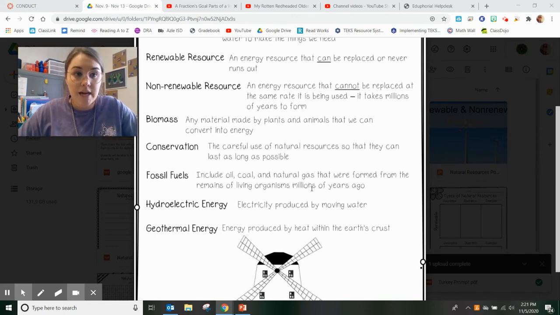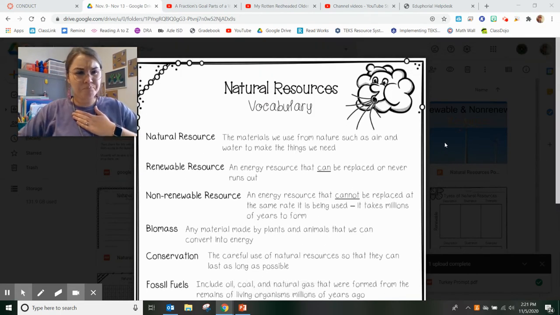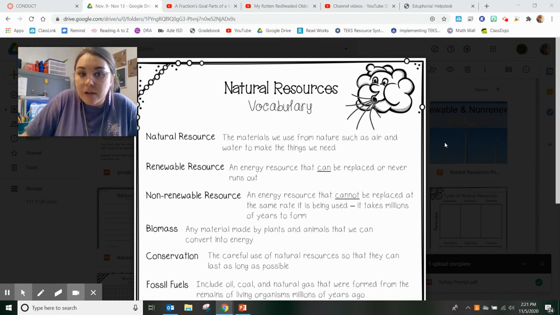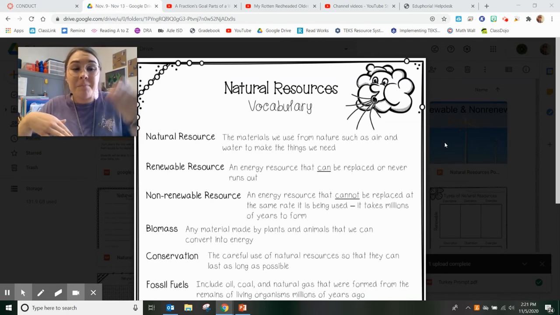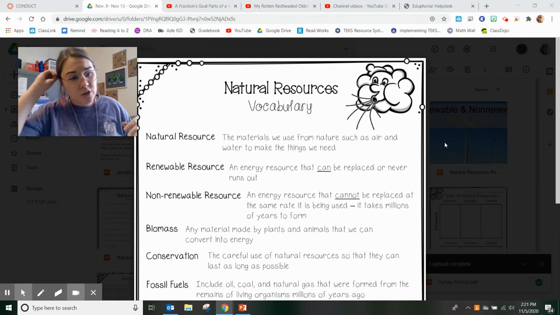All right. So today for your assignment, you're going to do a matching activity. It's all of these same definitions. I'll post the activity, and I'll also post the definitions down below, and you can use that to match your vocabulary words. The biggest ones I want you to remember are renewable and non-renewable. Renewable can be replaced. Non-renewable cannot be replaced, or if it can, it'll take millions and millions of years to replace it.